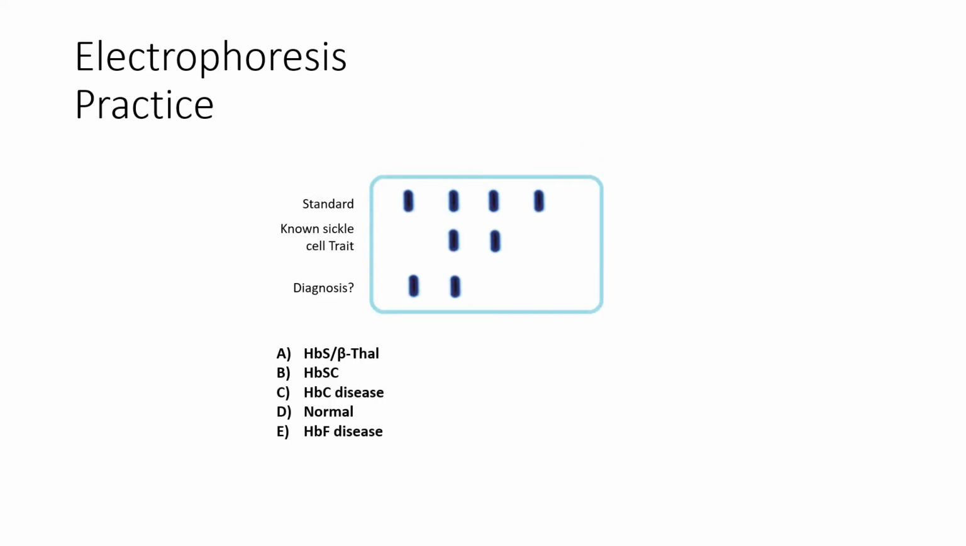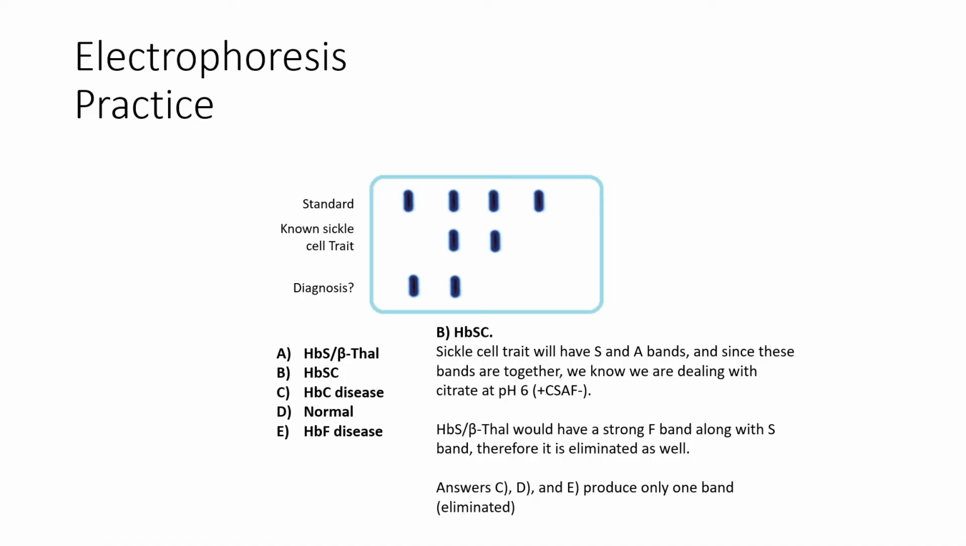Now try to do this one yourself. Pause the video now and resume when you are ready. The answer is B, hemoglobin SC. In this example, we are not given the electrodes, so the way we figure out if we are dealing with CSFA at pH 8 or CSAF at pH 6 is by looking at the example they provided us in lane 2. We know we are dealing with a patient who has sickle cell trait.